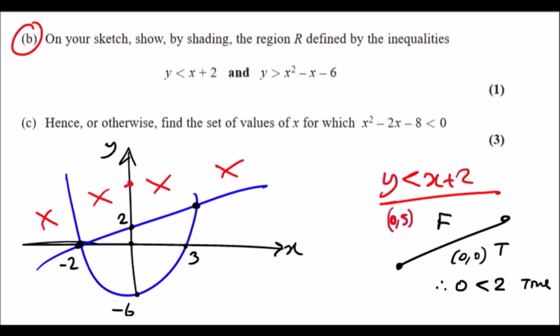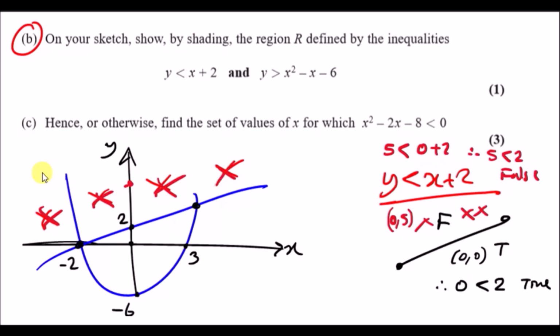If you plug into this equation, you're going to get 5 is less than 0 plus 2, which is 5 is less than 2. And this is clearly false. So this means this is wrong. So any coordinate you place on the above side is false. So that's why I put these X's, indicating that this side is completely false.